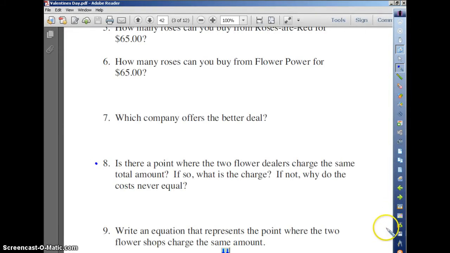Question number 8. Is there a point where the two flower dealers charge the same total amount? If so, what is the charge? If not, why do the costs never equal? Pause the video here.